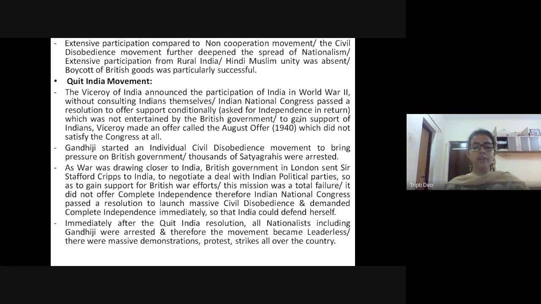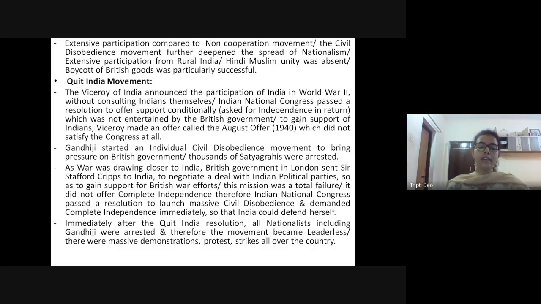The Congress said that, okay, we will support the British, the Indian Army would support the British in World War II. But the Britishers must give India independence after the war. And this was not entertained by the British government, right? So to gain the support of Indians, the Viceroy made an offer called the August Offer in 1940, which also did not satisfy Congress, because the August Offer did not offer India's independence.